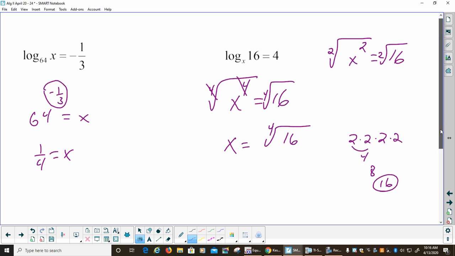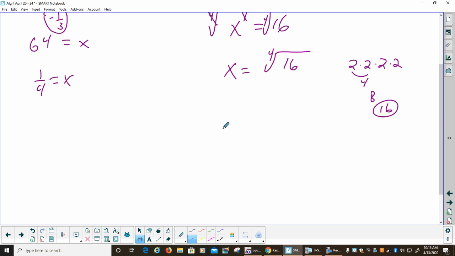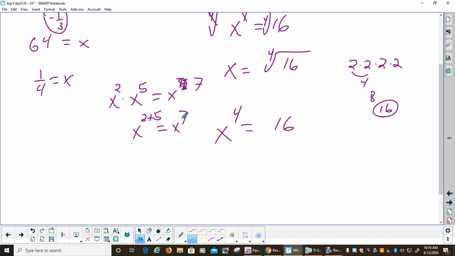Now I'm going to advocate for you to do this a different way. The question was, x to the fourth is 16. If you remember back, if you had x squared times x to the fifth, when you're multiplying, you add your exponents. X to the 7. I add them. X to the 2 plus 5 is x to the 7.